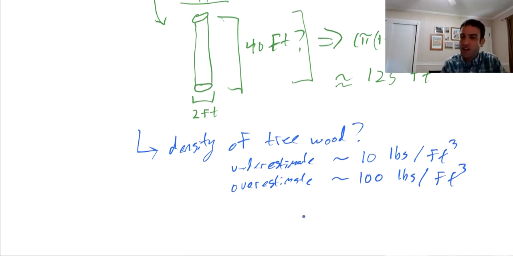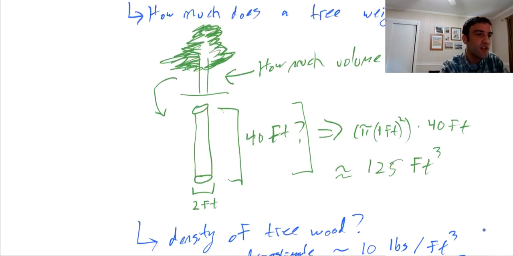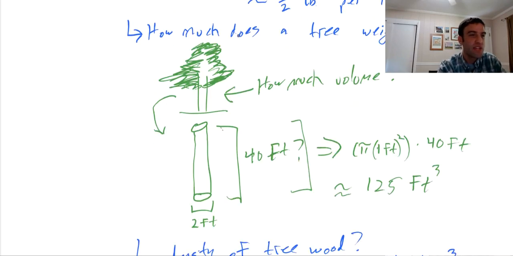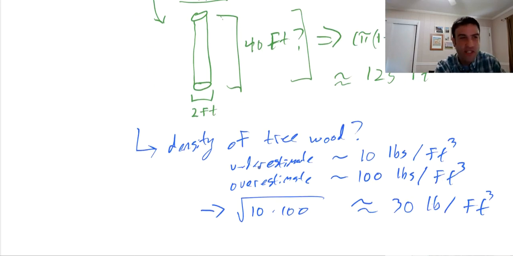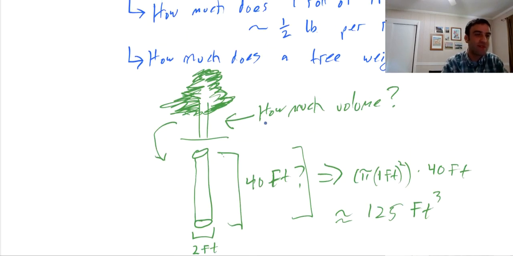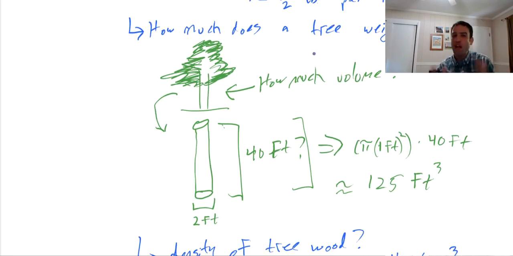And so the trick that we talked about says, oh, well, then the estimate I should use should be like the square root of 10 times 100. And I'm just going to approximate that, dropping some of the extra significant figures, by something like 30 pounds per cubic foot. Okay, just as a rough guess. Okay, so I now have an estimate. If I combine these two items, how much does a tree weigh with how dense is tree wood, I have an estimate of how much volume a tree has with how much density the tree has. So I have a combined estimate of how much a typical tree weighs.